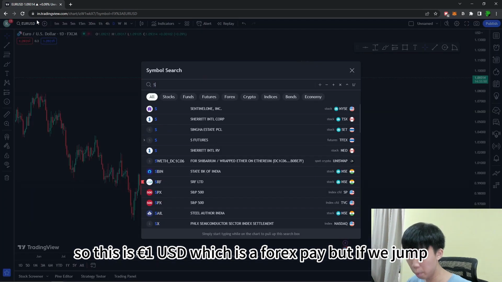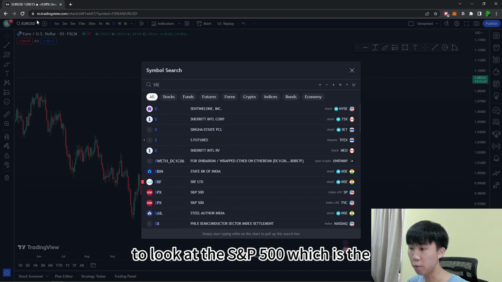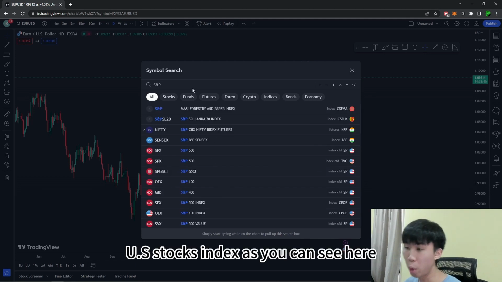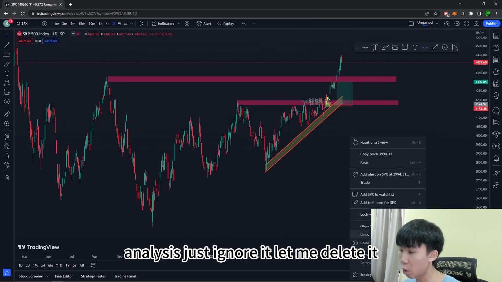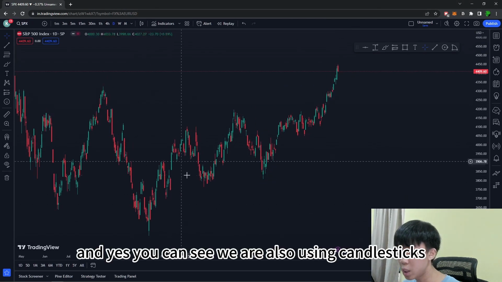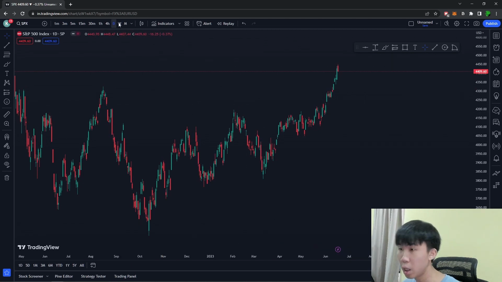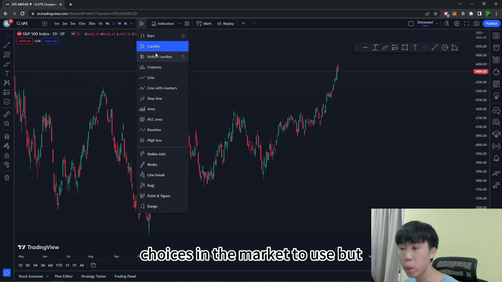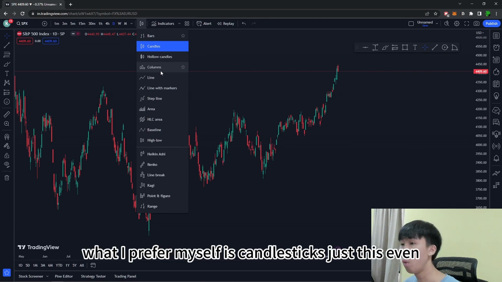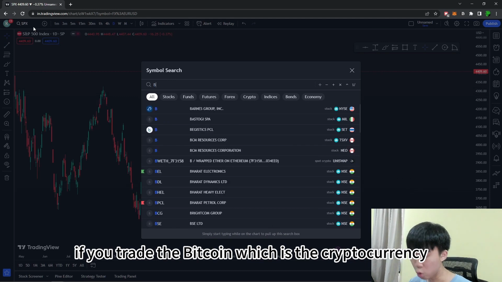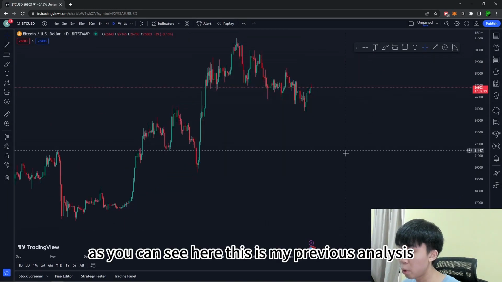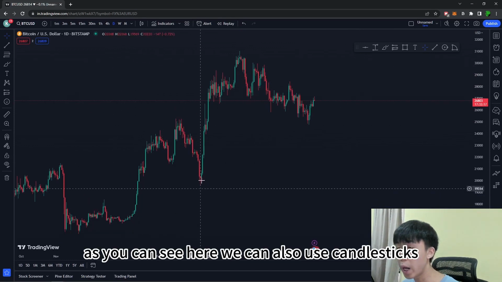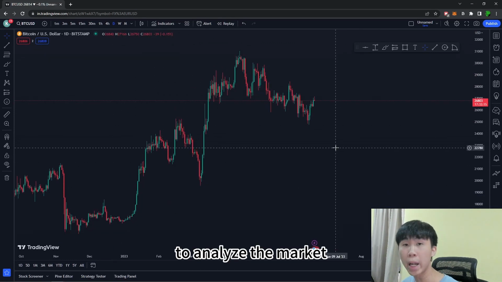But if we jump to look at the S&P 500, which is the US stocks index, as you can see here, this was my previous analysis. Just ignore it, let me delete it. And as you can see, we are also using candlesticks. There are of course many other choices in the market to use, but what I prefer myself is candlesticks. Even if you trade Bitcoin, which is the cryptocurrency, as you can see here, this is my previous analysis. We can also use candlesticks to analyze the market.